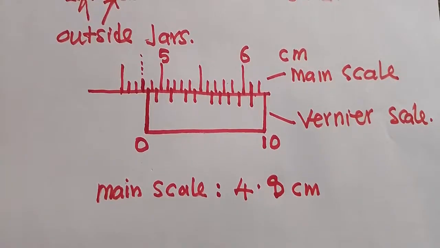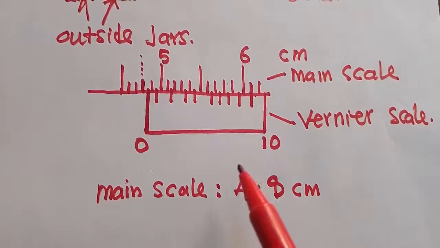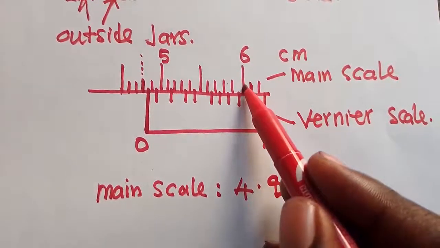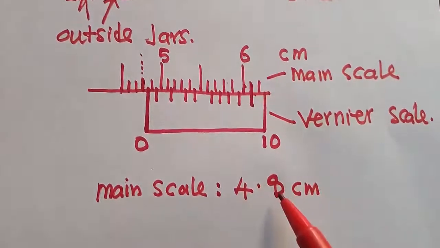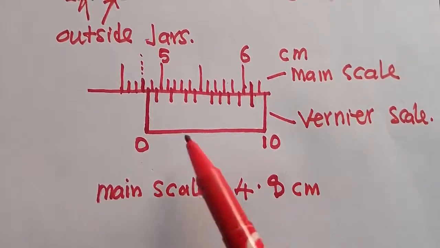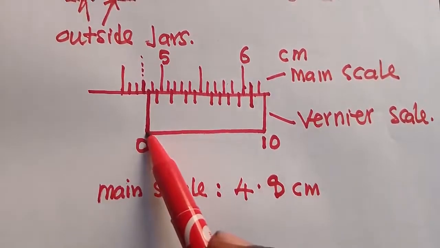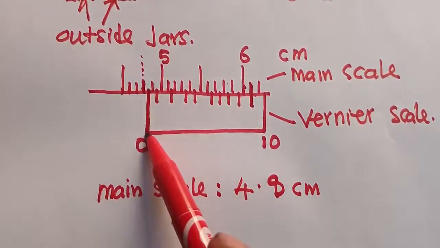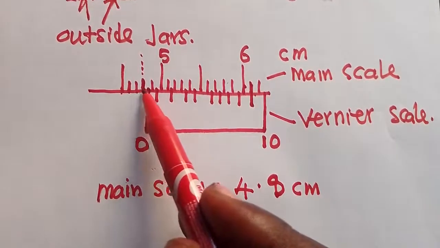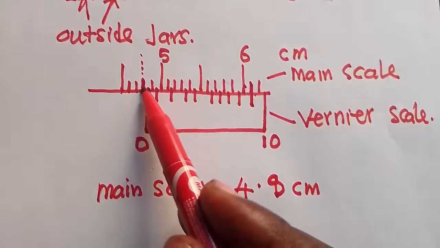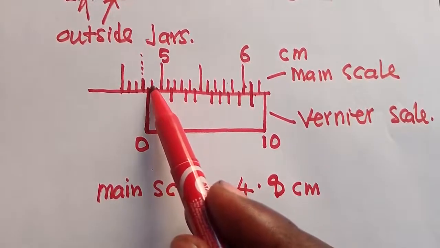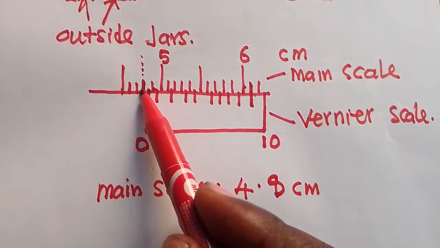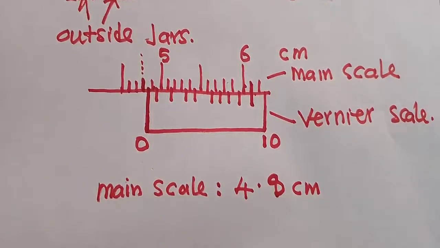Have you seen the way I've gotten this one? If the 0 was here, the first point would be this one, which is a 6, so I would have just gotten a 6. But here, check where the 0 is, then get the first number on your left. This is 5, this is 4.9, this is 4.8. So the main scale reading is 4.8.